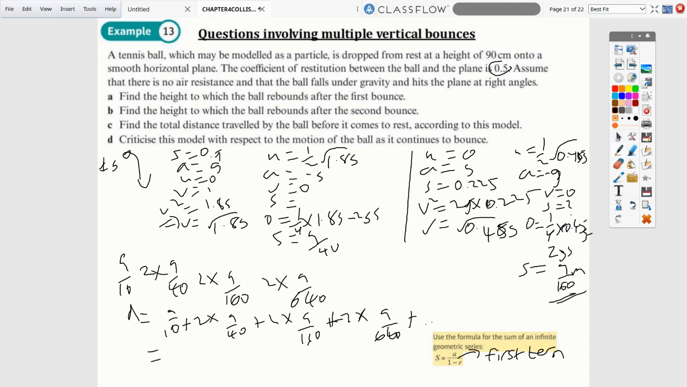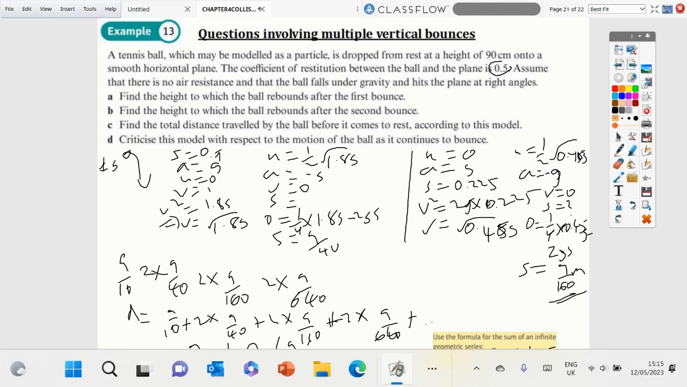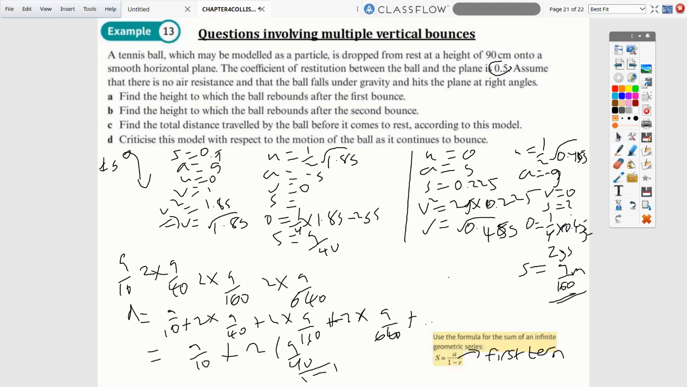So that's going to be equal to 9 over 10 plus, using this formula, 2 times the first term, 9 over 40, over 1 minus r, which is 1 minus a quarter. Which is, I'll move up here, it's going to be 2 times 3 over 10, which is just, what, 6 over 10 plus 9 over 10, which is 15 over 10, i.e. 1.5 metres.